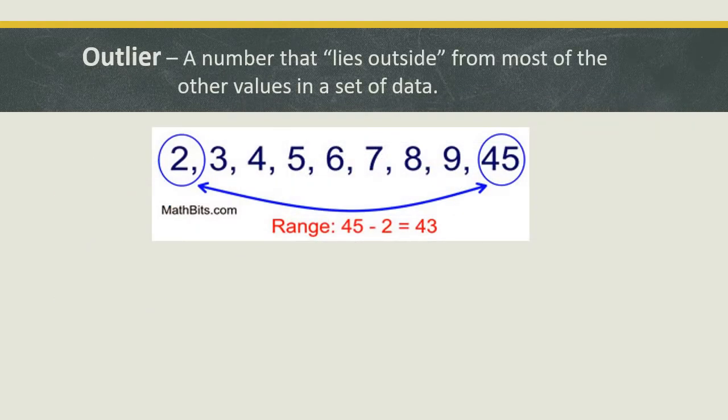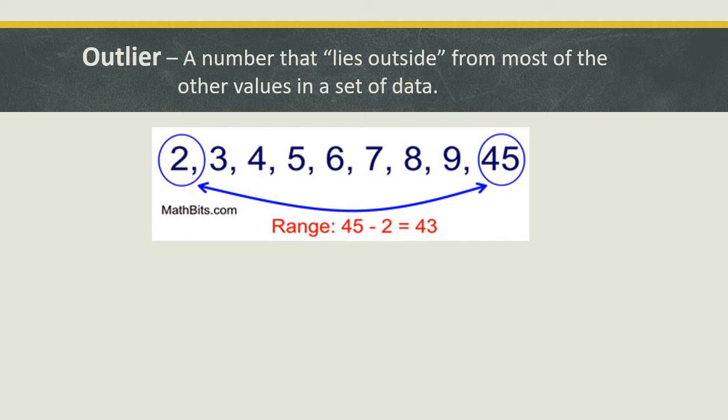So we talked about this yesterday, but I wanted to go over it again. We talked about an outlier. An outlier is a number that lies outside. That's why we call it an outlier, because it lies outside from most of the other values in a set of data. So here we have a set of data, and notice the range is already done. The largest number is 45 and the smallest number is 2. So you subtract the 2 and find out that the range of numbers is 43.